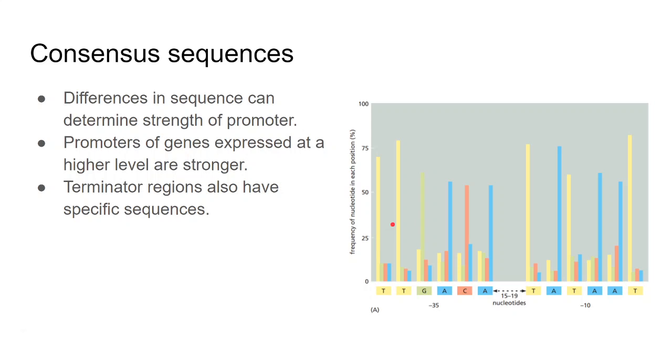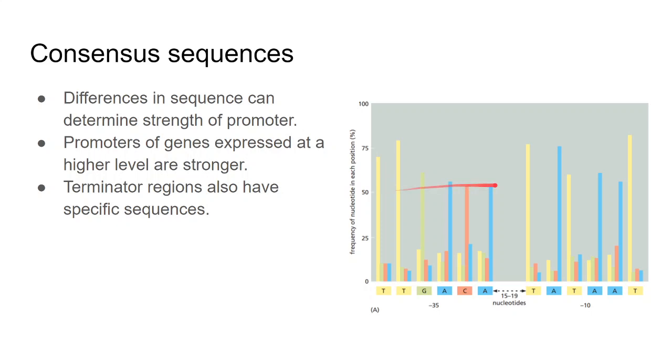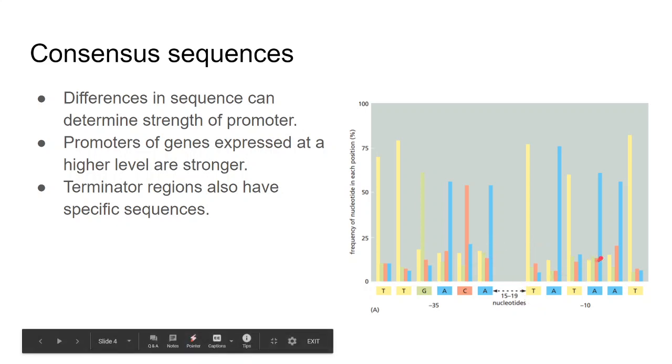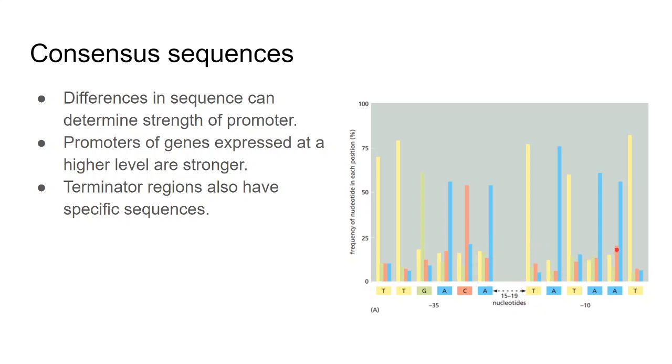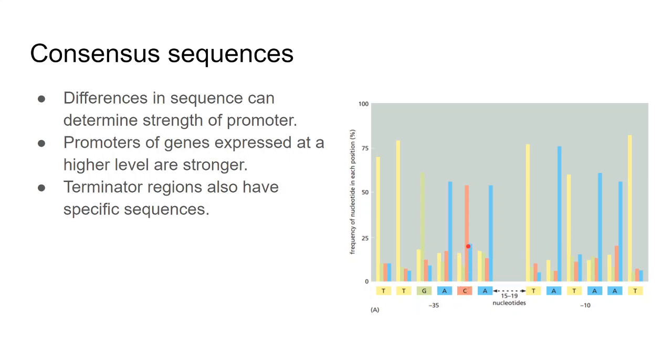So the yellow bars indicate thymine, green is guanine, red is cytosine, and blue is adenine. Based on the prevalence of each of these nucleotides, you see it's very clear which nucleotide is present at the most level at each of these sites. But it's possible to have other kinds of nucleotides present. So the first is cytosine at this position, but you can also have adenine instead of cytosine.